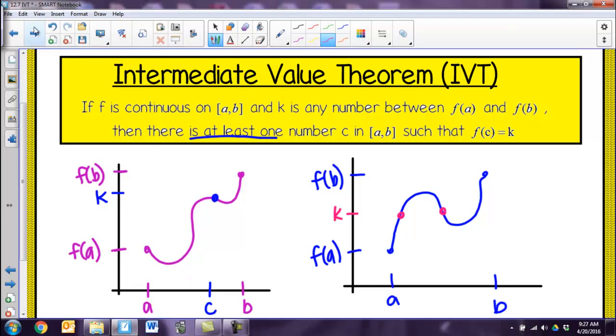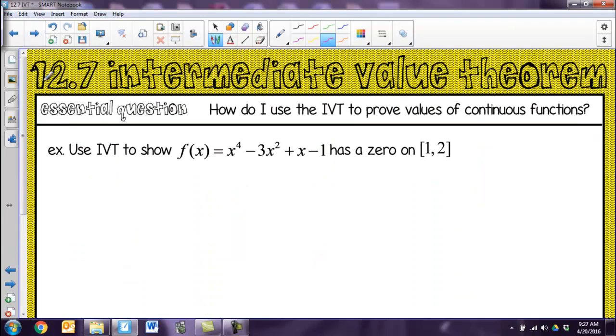So let's see what we can do with this intermediate value theorem. Okay, so we're going to use the theorem to show that this polynomial has a 0 on [1, 2]. So remember, these are x values. This is an interval of x values including 1 and 2. And what this is saying is we know someplace on this graph that y equals 0, because remember, a 0 is a root or a solution or an x-intercept.